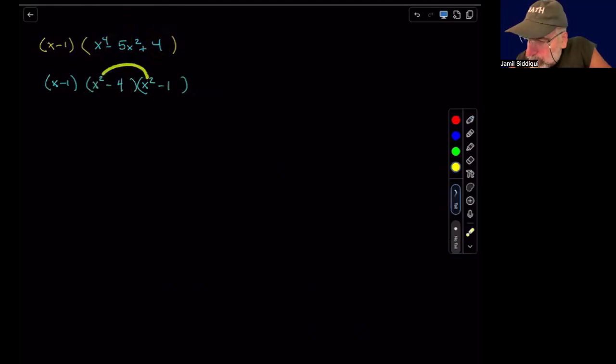This is going to get me x to the fourth. Here's where having half the exponent works in our favor. That's a negative x squared, and that's a negative 4x squared. That gets us a negative 5x squared. And then we've got a positive 4.